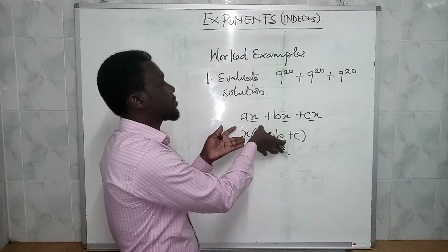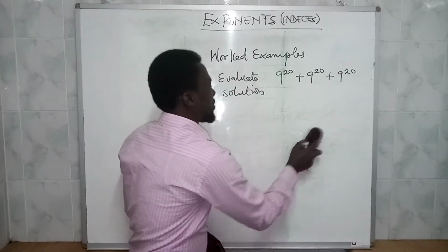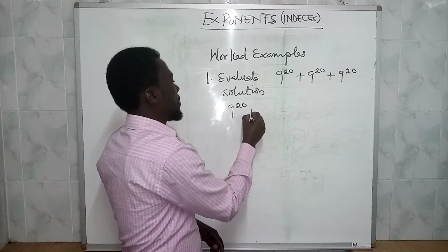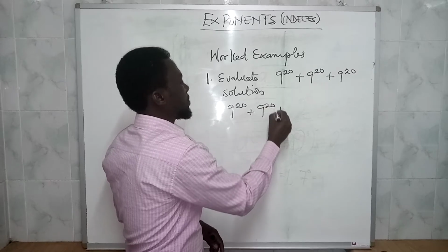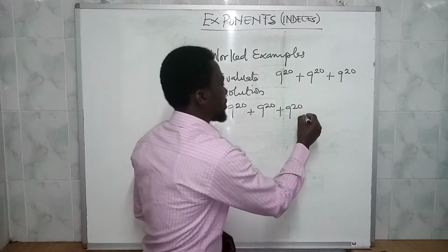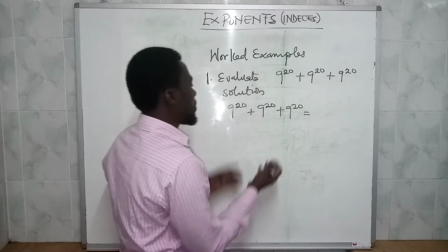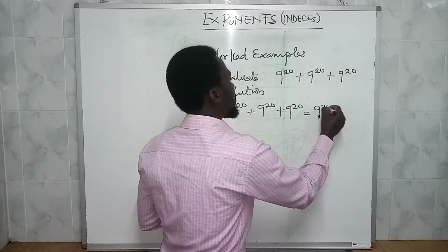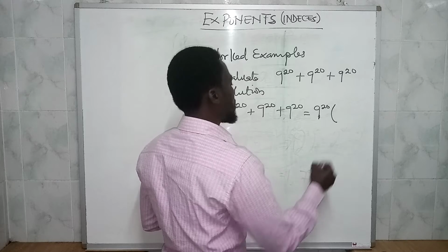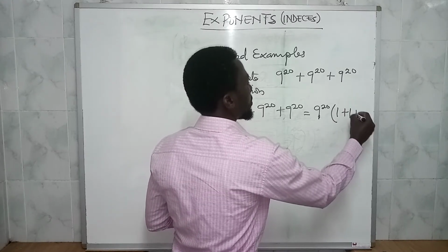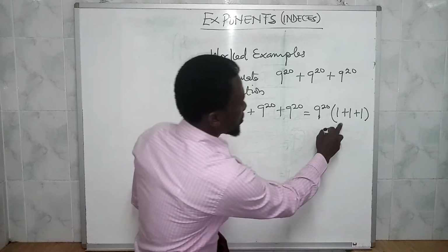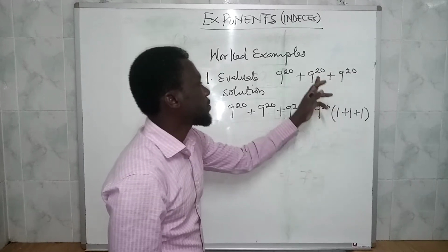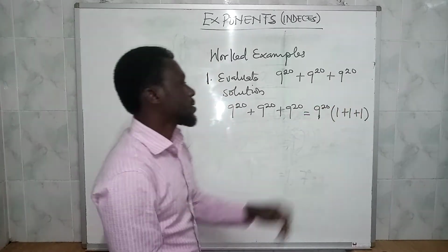So we shall apply this principle here. You've got an idea what we need to do. If we have 9 raised to the power 20 plus 9 raised to the power 20 plus 9 raised to the power 20, something is common here. What is common that we need to factor out? 9 raised to the power 20. We factor it out, so we have 1 plus 1 plus 1. This means that when this multiplies this, it will give us that, plus when this multiplies that, it will give us that, plus when this multiplies that, it gives us that.